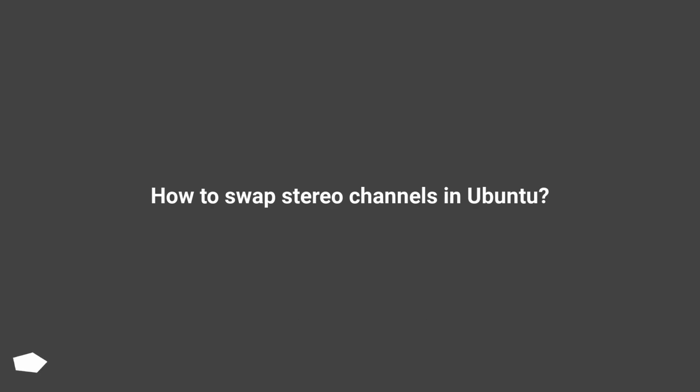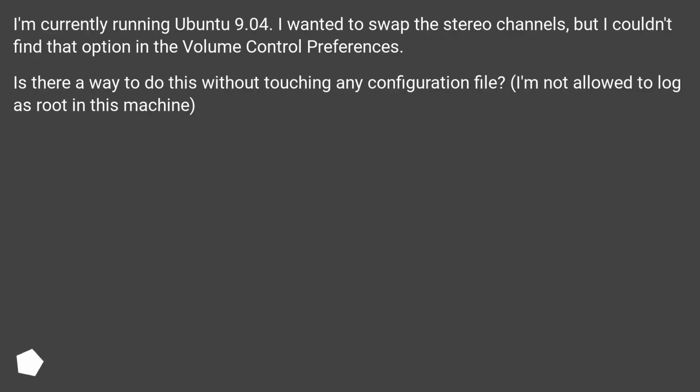How to swap stereo channels in Ubuntu. I'm currently running Ubuntu 9.04. I wanted to swap the stereo channels, but I couldn't find that option in the volume control preferences. Is there a way to do this without touching any configuration file? I'm not allowed to log in as root on this machine.